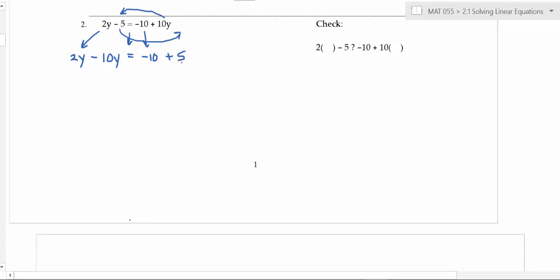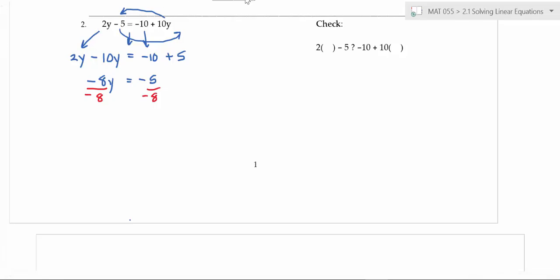Now see, the cool thing about learning to do it this way is all your y's are together, all your numbers are together, so you don't have to write as many steps. So you're going to have negative 8y here equals negative 5 when you add those two numbers together. And now what you can do is divide both sides by negative 8.